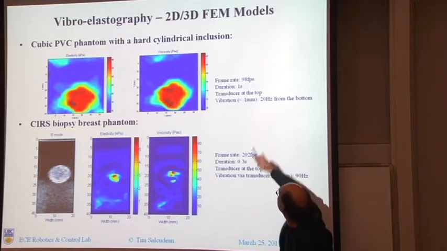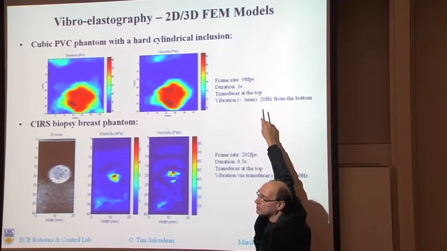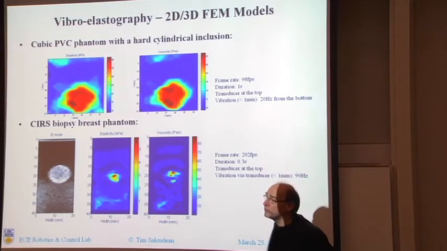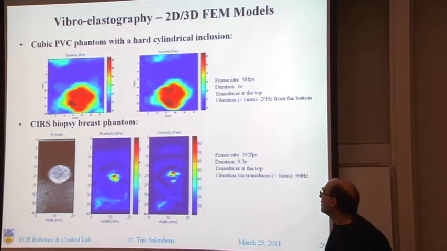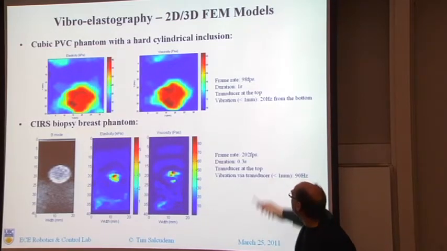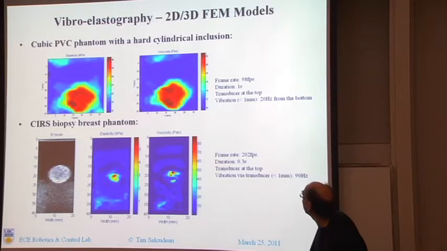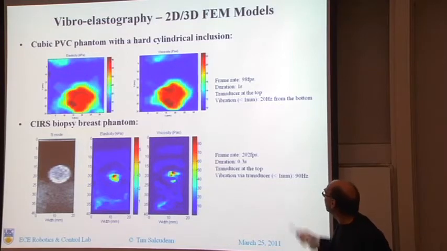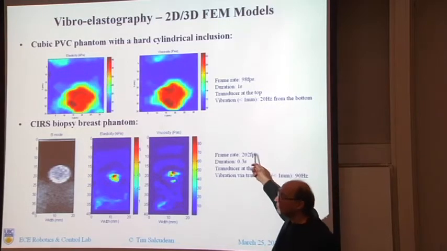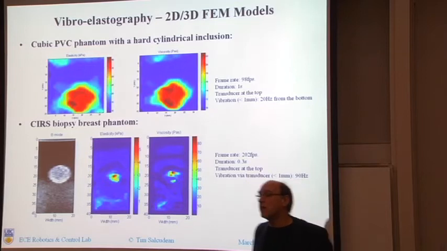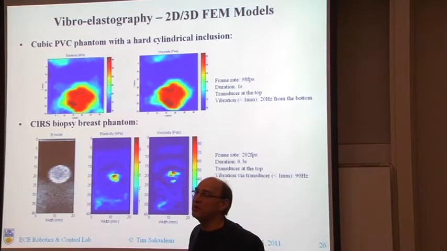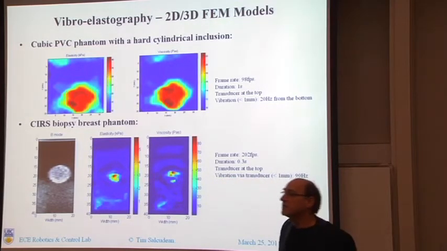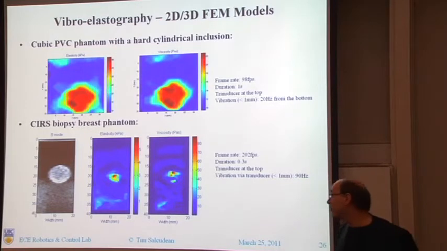And this is done at an excitation of 20 hertz with a frame rate of 98 frames per second. And here we have an effective frame rate of 202 frames per second with a vibration at 90 hertz. How we get a frame rate of 202 hertz from an ultrasound machine which typically samples at only 30 hertz is itself the topic of 2 or 3 transaction papers, but I don't have the time to get into it.